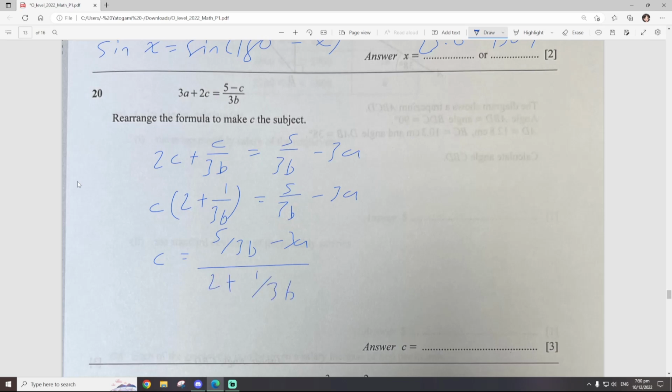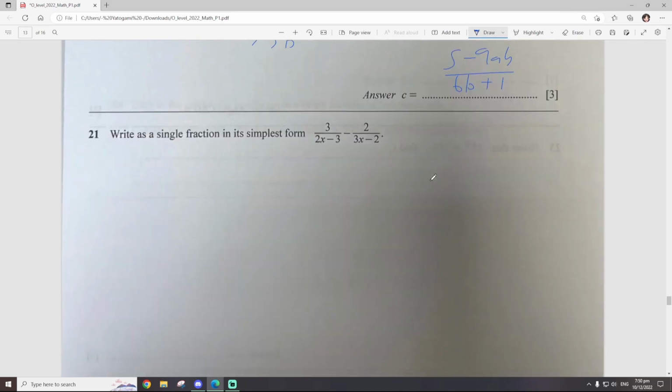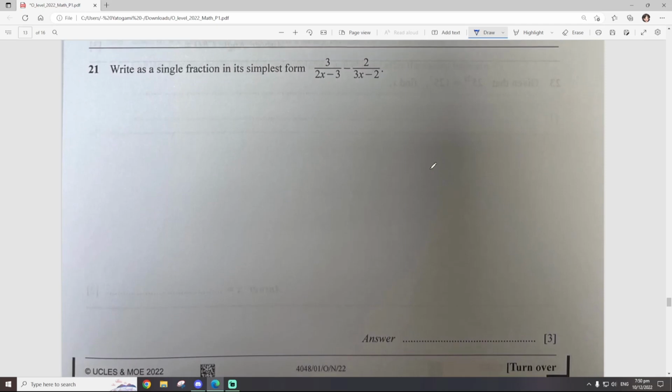But this is not done. We need to simplify this by multiplying the top and bottom by 3B. And this will give us 5 minus 9AB divided by 6B plus 1. Okay. 5 minus 9AB divided by 6B plus 1. Right, it's a single fraction in the simplest form.